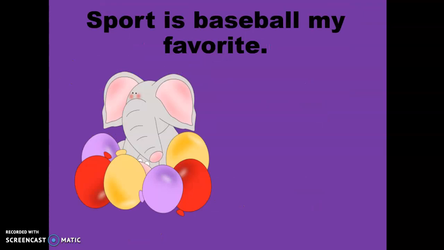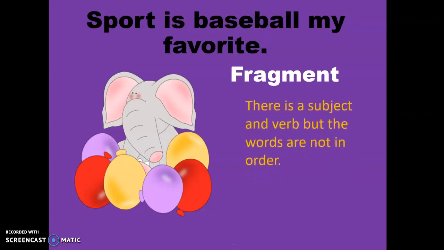Sport is baseball my favorite. This is a fragment. There's a subject and a verb. Well, the words are not in order. Baseball is my favorite sport.